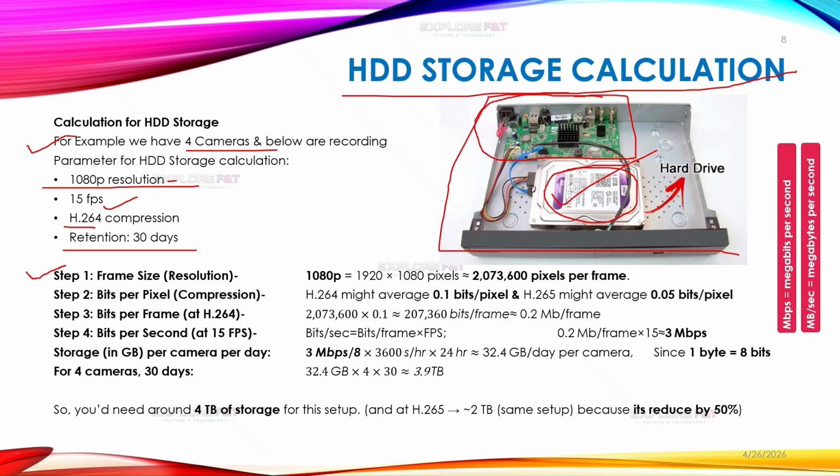So camera resolution is 1080p. We have to check how many pixels will be there inside that resolution. If you check, for this we have 1920 into 1080 pixels, because this is the vertical one.